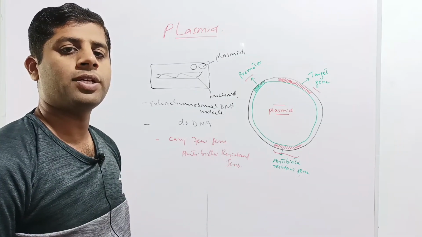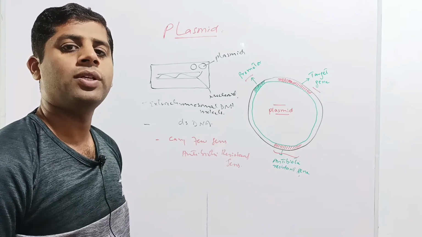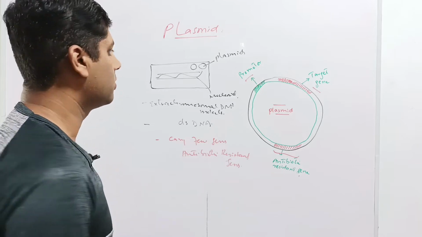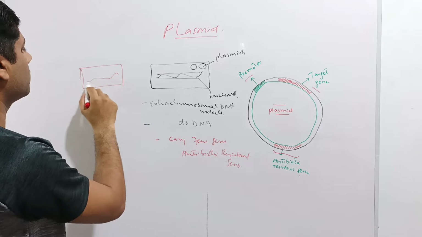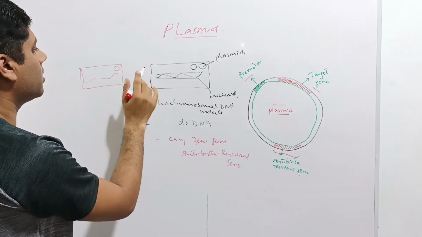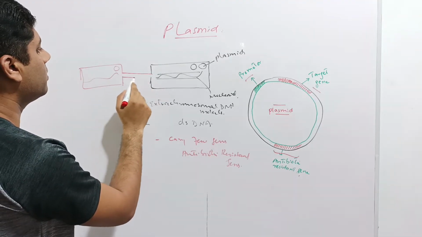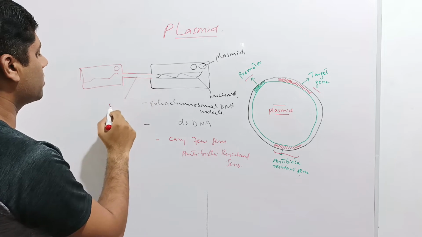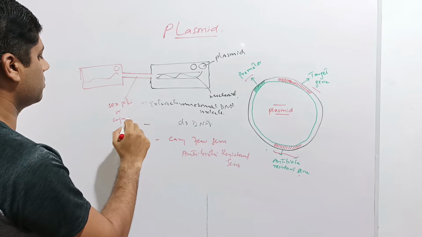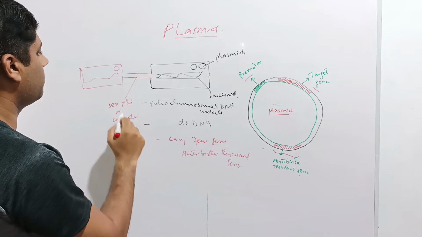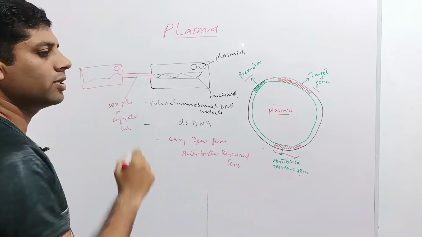Moreover, the plasmids can be transferred from one bacterium to another bacterium by means of conjugation. For example, this is another bacterium in which a plasmid is present. A conjugation tube is found between these two bacteria. This is also called sex pili or conjugation tube. And the plasmids can be transmitted from one bacterium to the other.